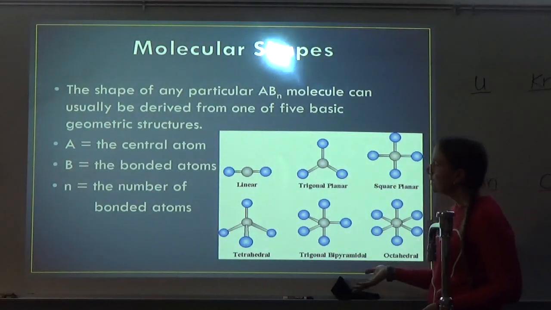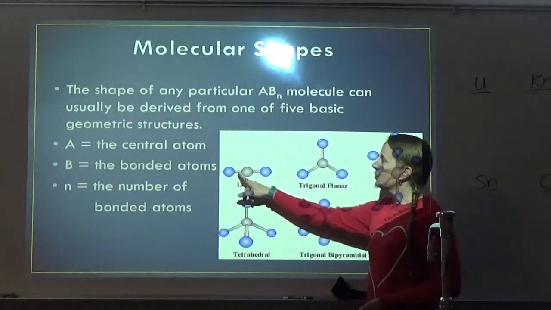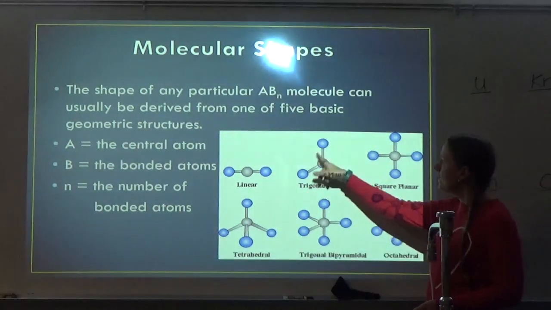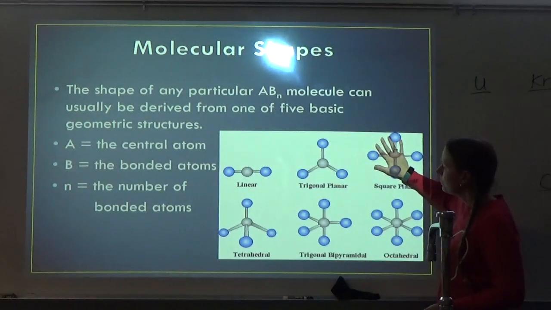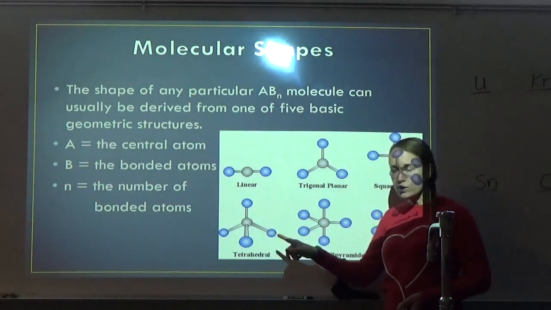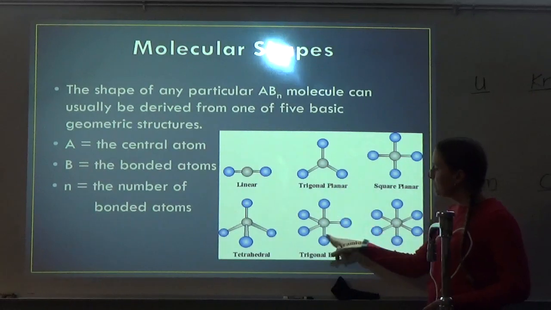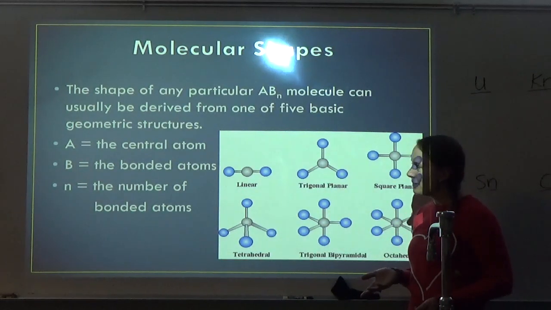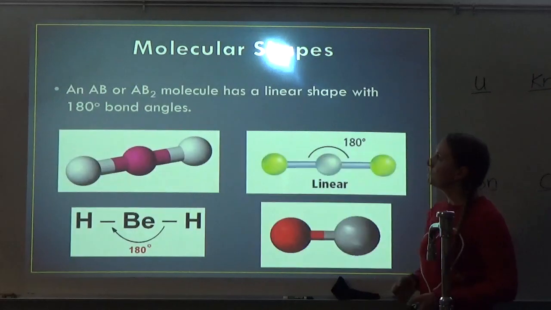Our basic shapes are linear when you have 2 bonding, or if you just have 2 atoms in general. Trigonal planar, this is not actually one of our general shapes, it just happened to be on the picture. Tetrahedral when you have 4 domains, trigonal bipyramidal when you have 5 domains, and octahedral when you have 6 domains. Those are our 5 basic shapes.